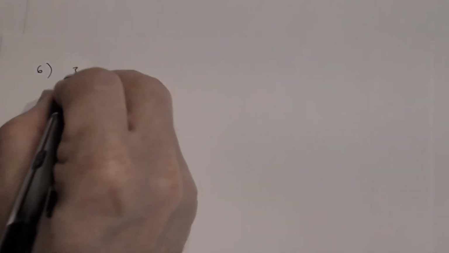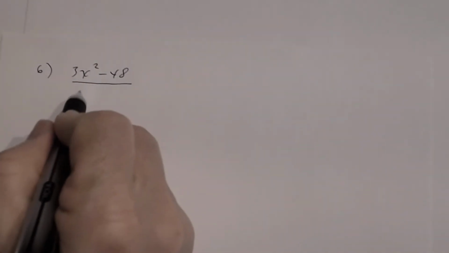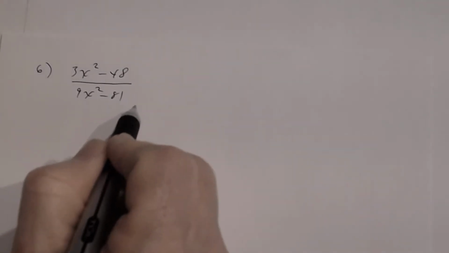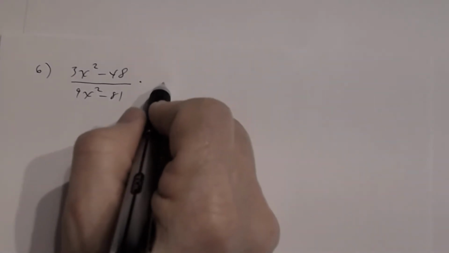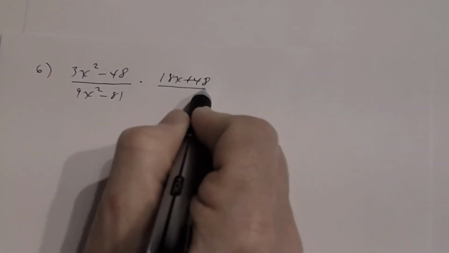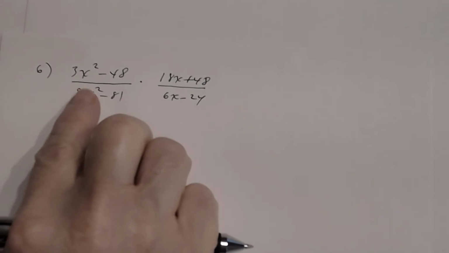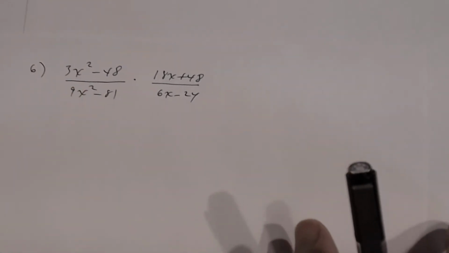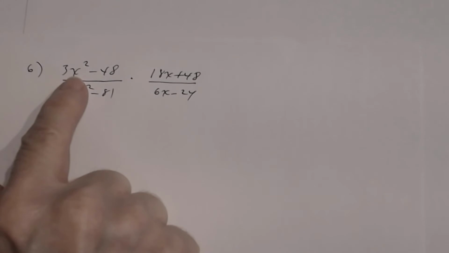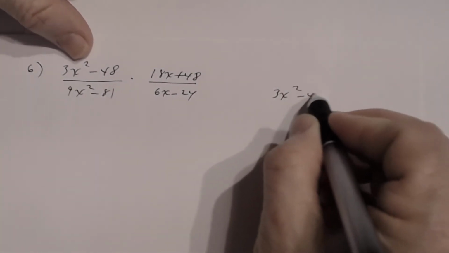Okay, number 6, we have this. We have 3x squared minus 48 divided by 9x squared minus 81 times the next one, 18x plus 48 divided by 6x minus 24, okay? All right, so if you look at that first, again, the first thing you're going to do is factor your polynomials. So I'm going to go ahead and do that on the side.